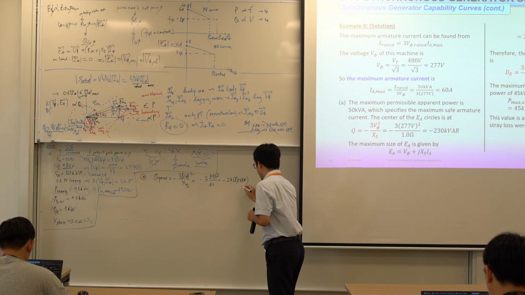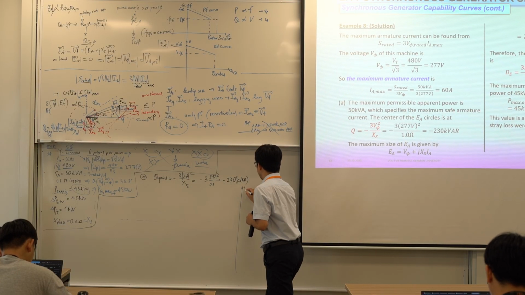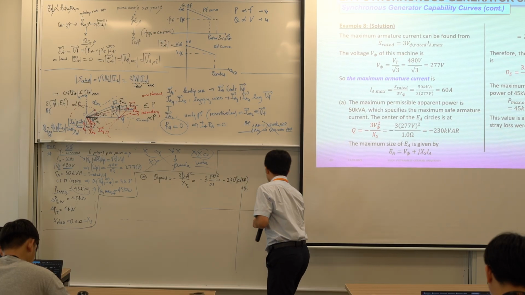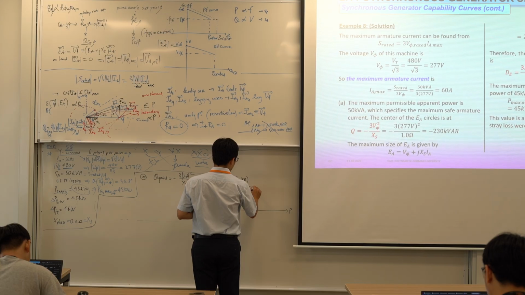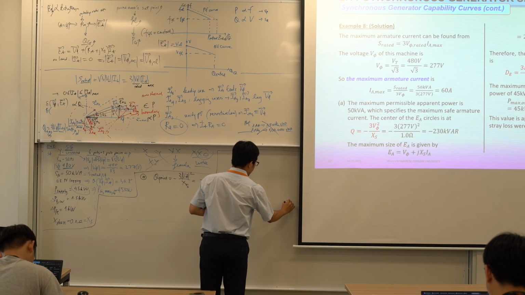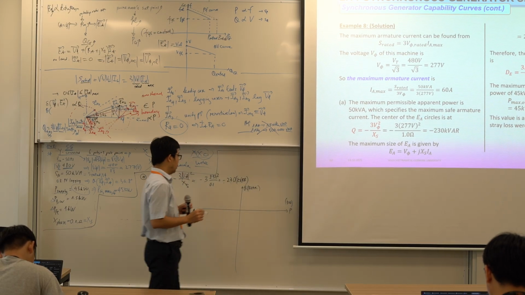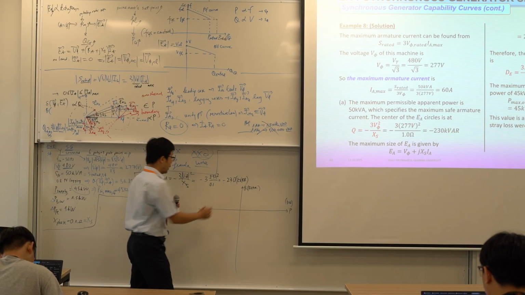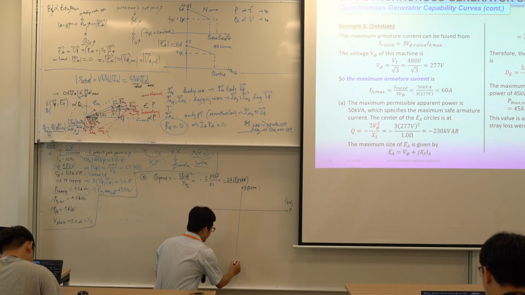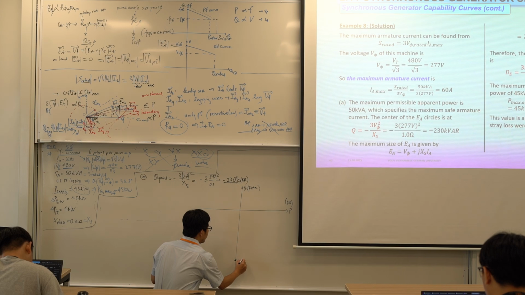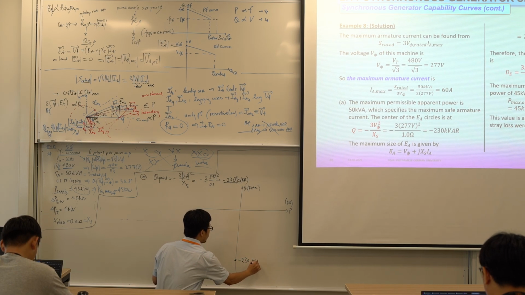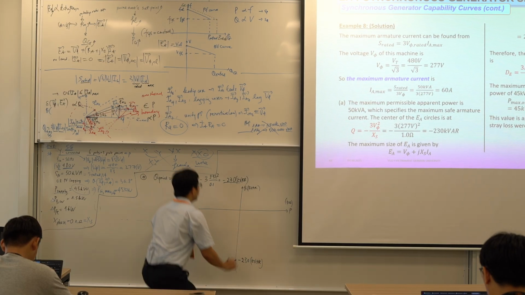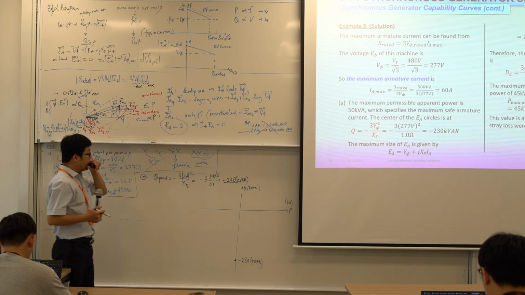So now we have here this is Q and this one is P. This is kvar and this is kilowatt. So you can get the Q point here, this is minus 230 kvar. Do you agree with me?